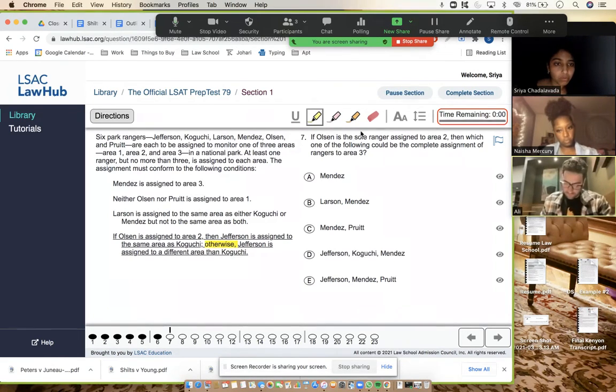And then we know they're asking which one of the following could be the complete assignment of rangers to Area 3. Is it possible for Area 3 to only have one person? No, right? Because then Area 1 would have 4 people, right? So we can cross that out without even thinking about it. That's definitely not it. We know that M has to go in the 3rd column. That's true for all of these, right?